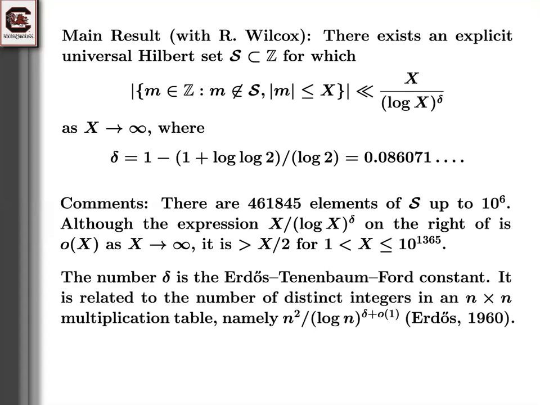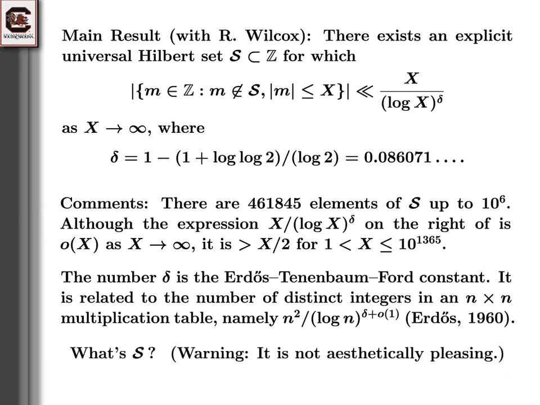Let me mention that delta is called the Erdős-Tenenbaum-Ford constant. It first came up in work of Erdős, where he showed that the number of distinct integers in an n by n multiplication table is n squared over log n to the power delta, times a little o of 1, something here that's going to 0 with n. And it'll come up in Ford's work that I'm going to describe a little bit later. So what's S? It's not nice like the other S's we were talking about. So I wanted to forewarn you.